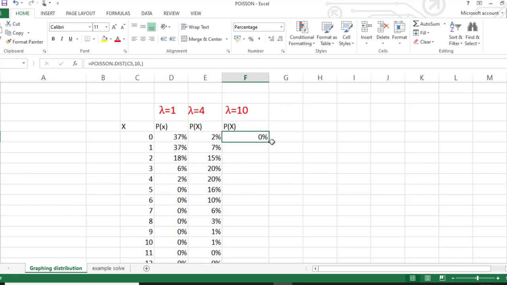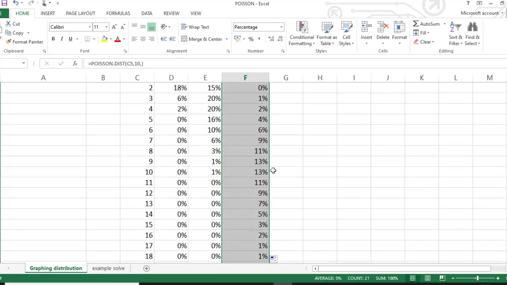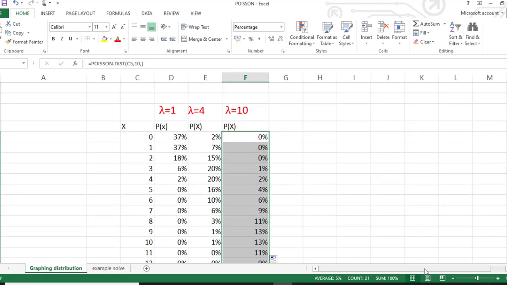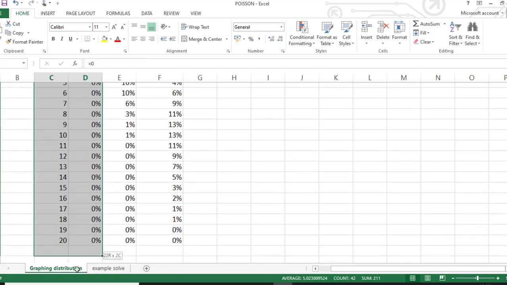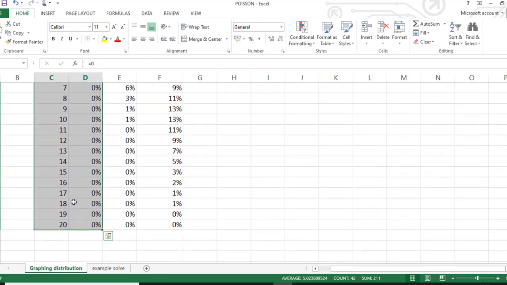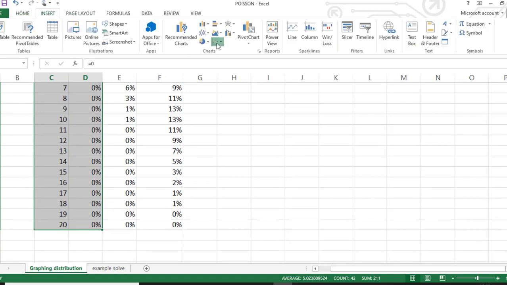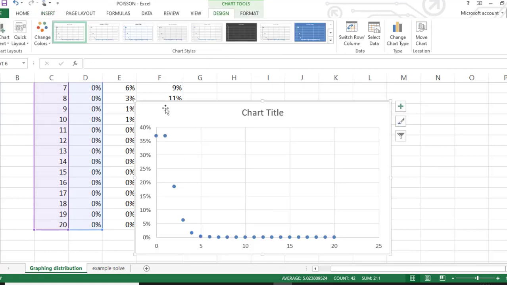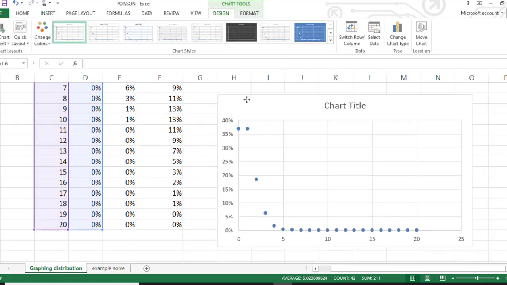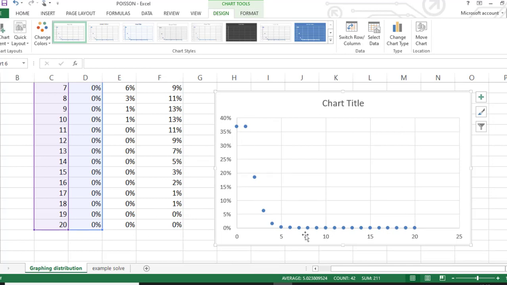Okay, now let us plot this in a graph. So first plot the graph of Poisson distribution when mean is 1. Okay, so I am just making a scatter plot for this. Okay, now let us connect this dot shown by line.